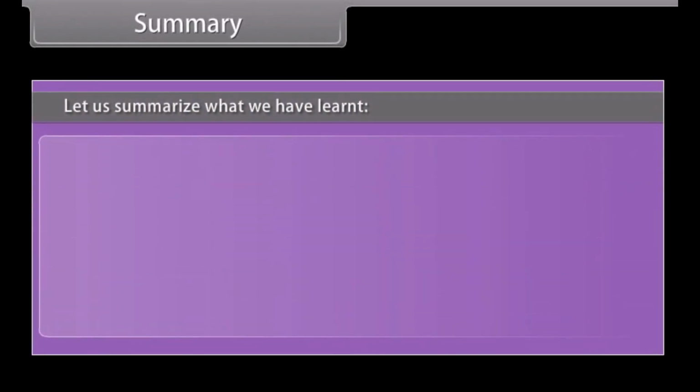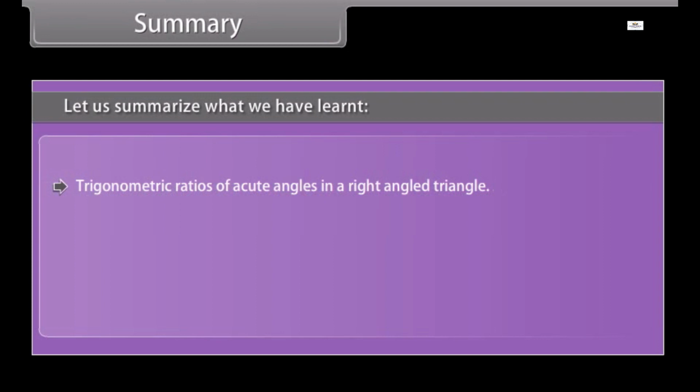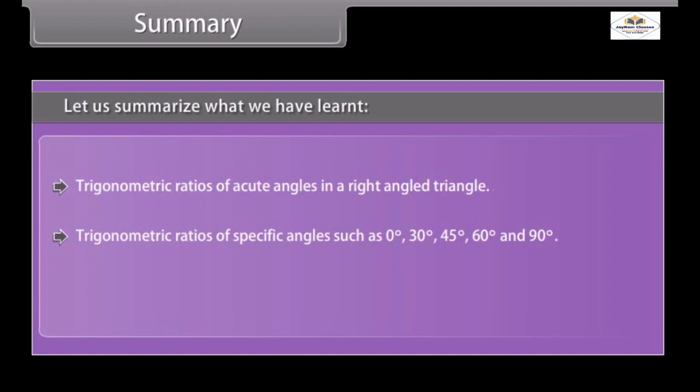Summary. Let us summarize what we have learned. Trigonometric ratios of acute angles in a right-angled triangle. Trigonometric ratios of specific angles such as 0 degree, 30 degree, 45 degree, 60 degree, and 90 degree. Trigonometric ratios of complementary angles.